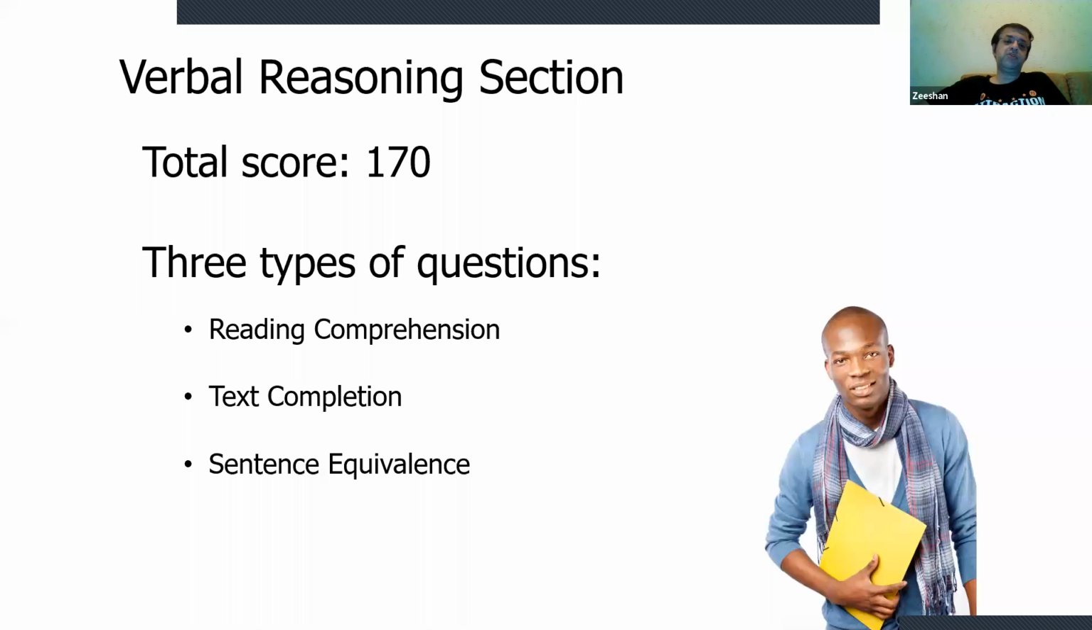There are 3 types of questions that you are going to be seeing in the verbal reasoning section. First one is reading comprehension. You'll be given passages. Some passages will be short, some will be of medium length, and some would be really long. And you have to answer questions that come after the passages. Then you have text completion, in which you need to have a good vocabulary and you need to fill up the blanks with correct answer choices.